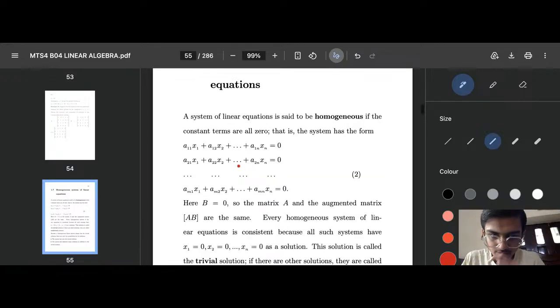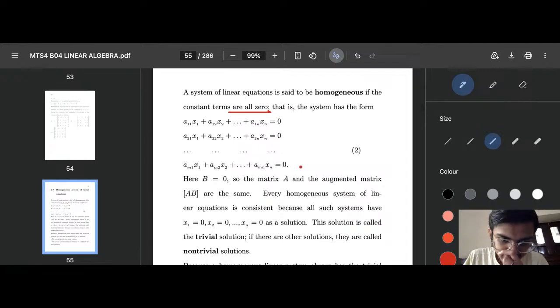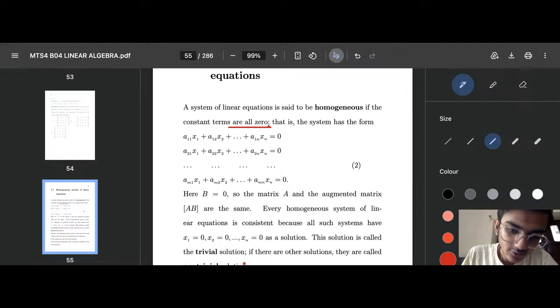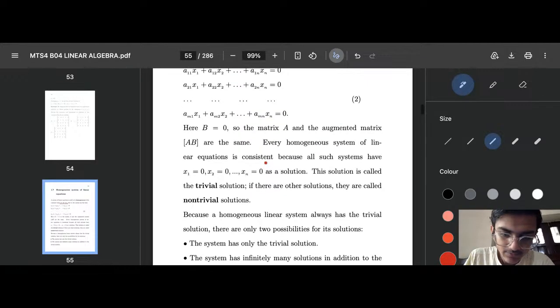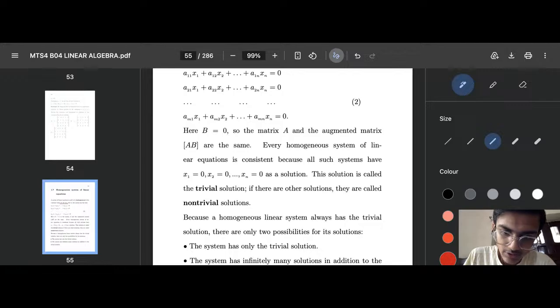Homogeneous system of equations. A system of linear equations is said to be homogeneous if the constant terms are all 0. This part becomes 0. Here comes the concept of trivial and non-trivial solutions. If I am just taking x1 up to xn as 0, 0, 0, that is the trivial solution. That is not so useful. But for non-trivial solutions, here we'll have no case where we get no solution, because 0, 0, 0 will surely be a solution.